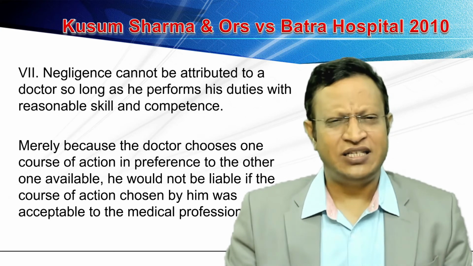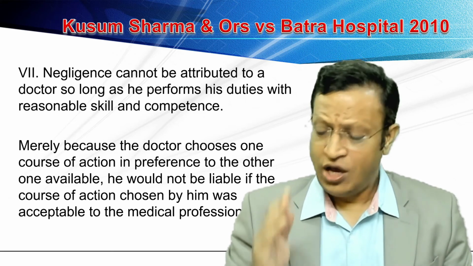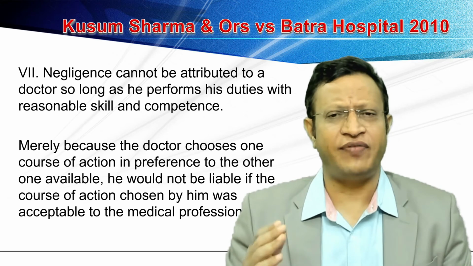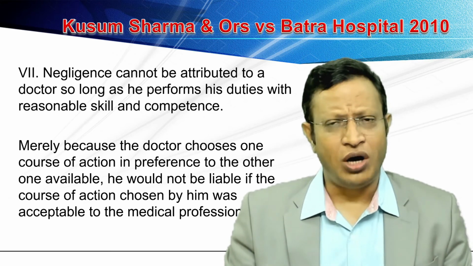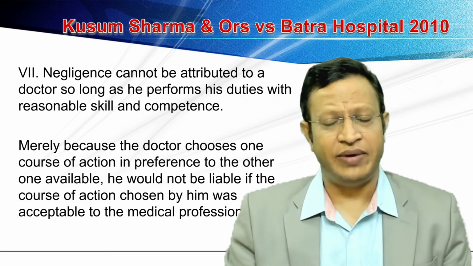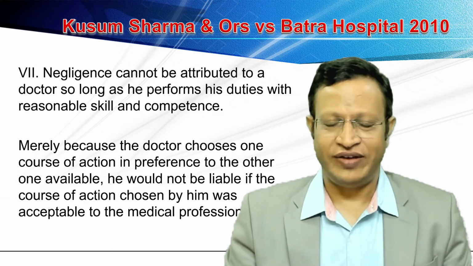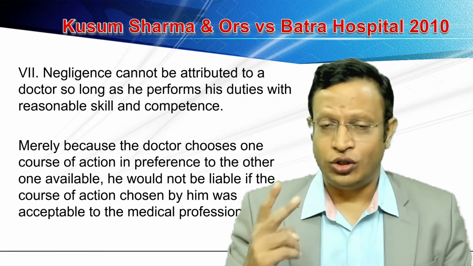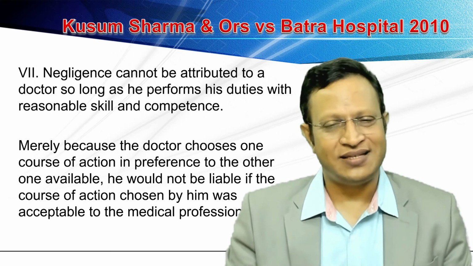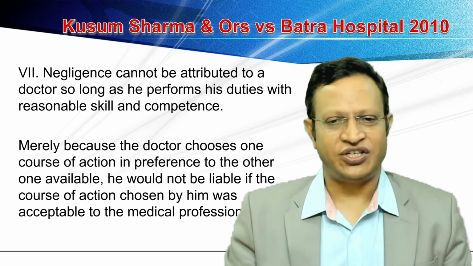Seventh principle: negligence cannot be attributed to a doctor so long as he performs his duties with reasonable skill and competency. Merely because the doctor chose one course of action in preference to the other one available, he would not be liable if the course of action chosen by him was acceptable to the medical profession. That means here also the Supreme Court was very clear. It clearly said that where there are two different schools of thought, if the doctor has chosen one, he can't be held negligent just because he has chosen one course over the other course of action.